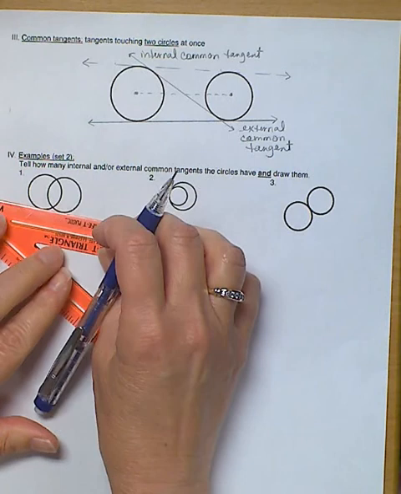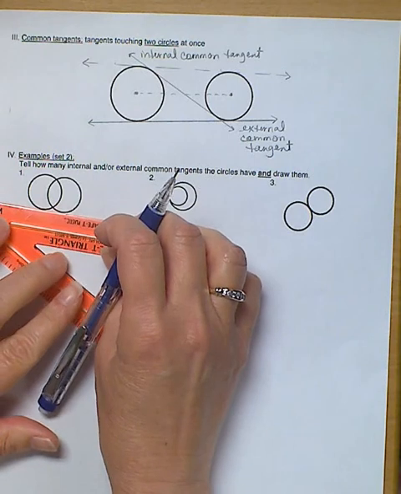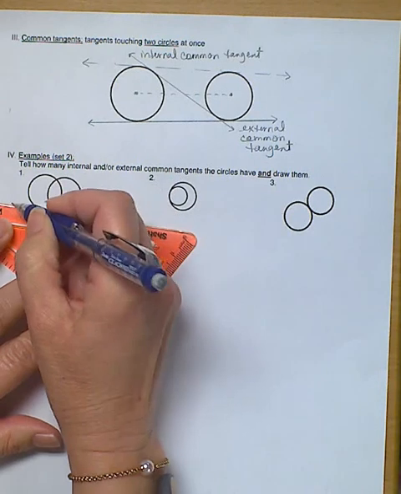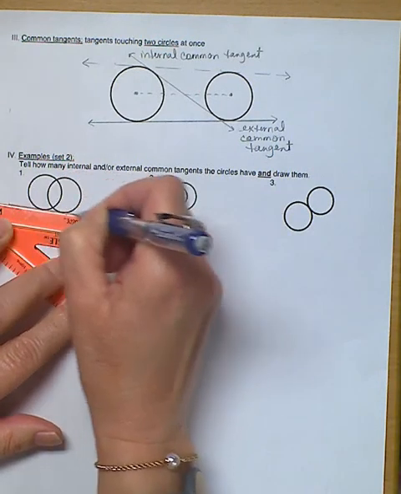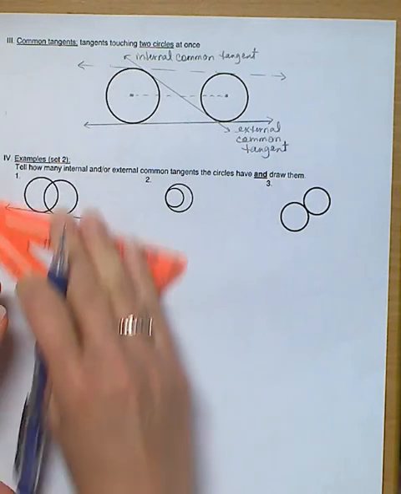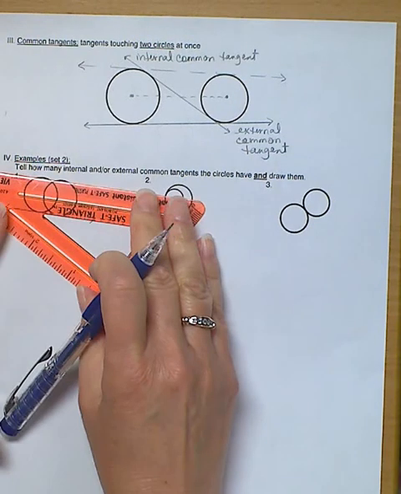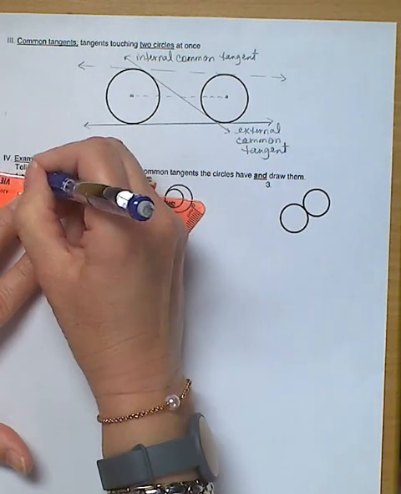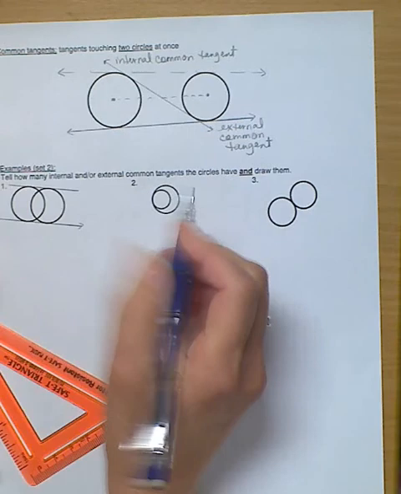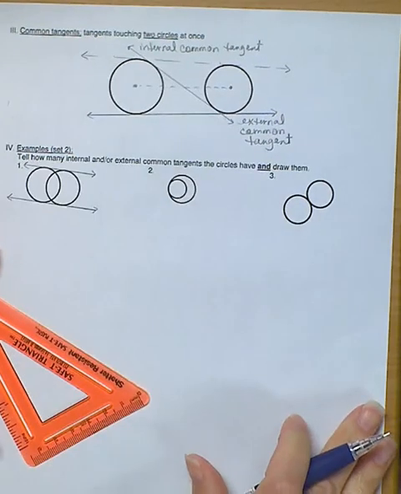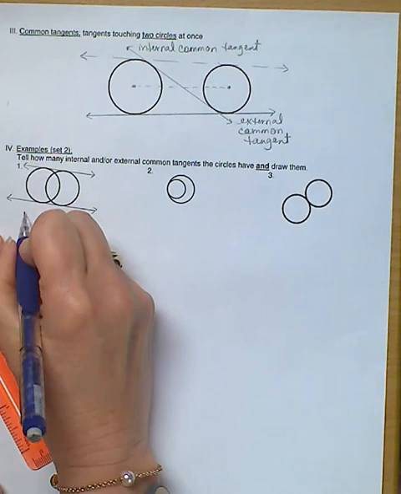So I can get a line to touch both of these circles here. So that's a common external tangent. And I can do the same thing at the top. I can get that to happen at the top as well. And so how many do we have? We have 2 external, and that's it.